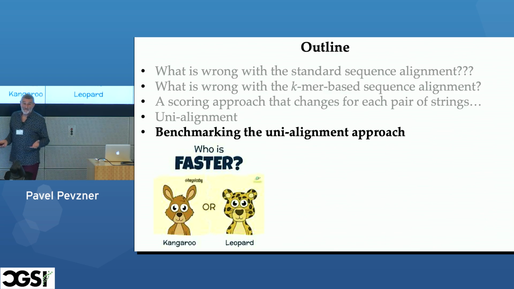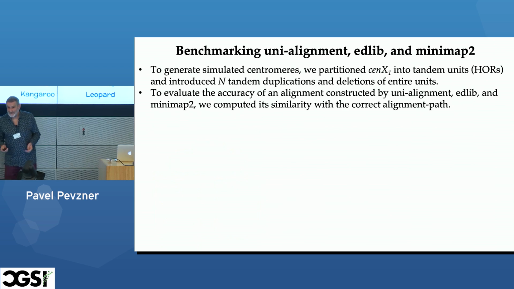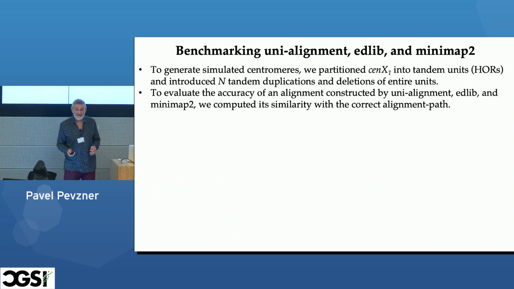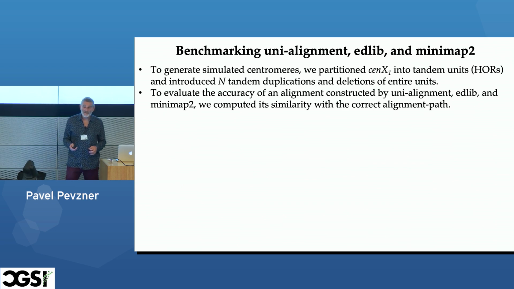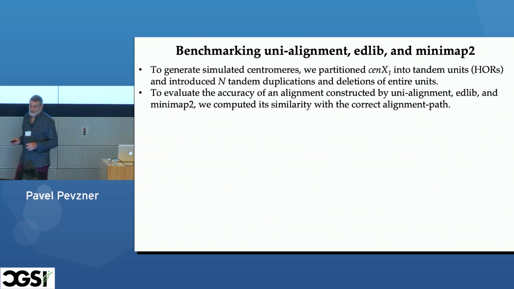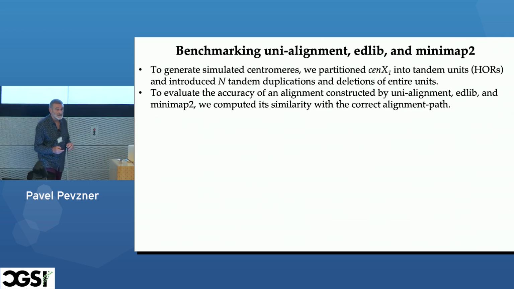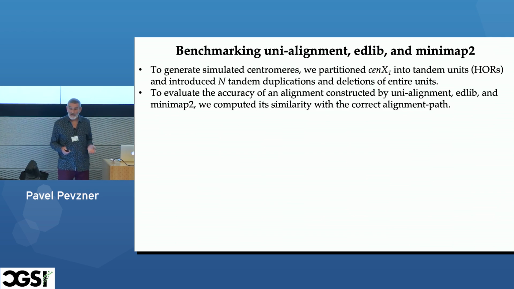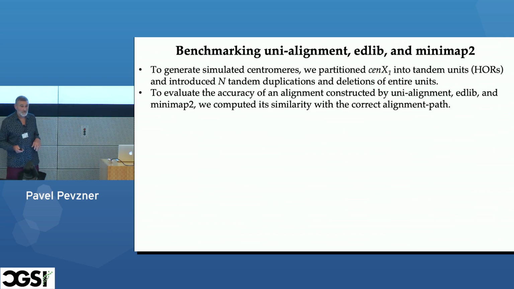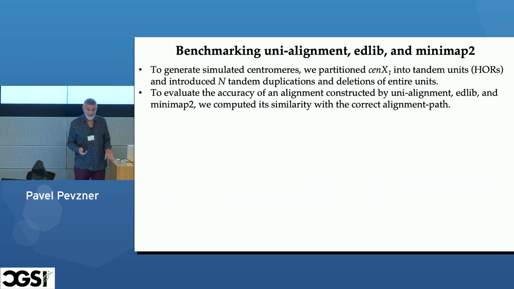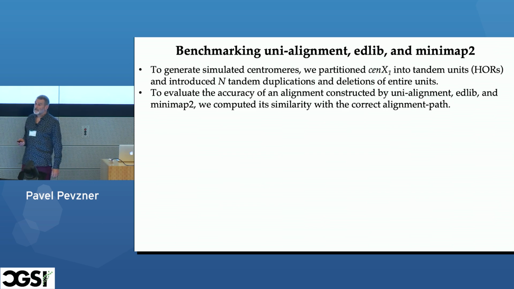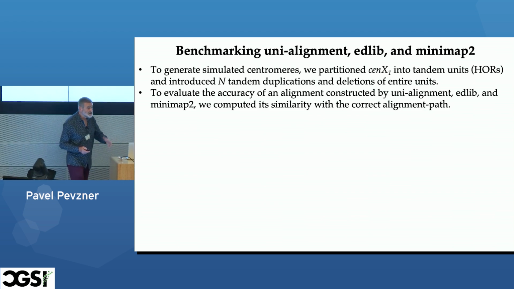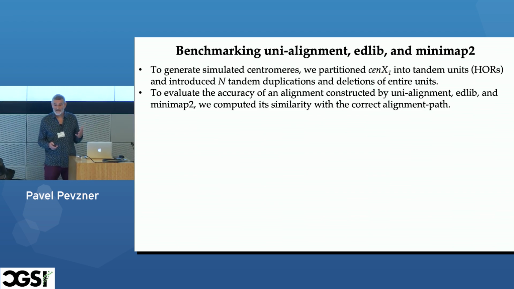Now, of course, we need to benchmark it, right? How can we possibly benchmark? Nobody knows what the ancestral centromeres are. It's a very interesting question how the ancestral immunoglobulin loci look, but nobody knows the answer. Of course, we do simulation. We know that centromeres and immunoglobulin loci, highly repetitive regions, evolve by duplications. So we simulate evolution that includes both mutations and duplications.